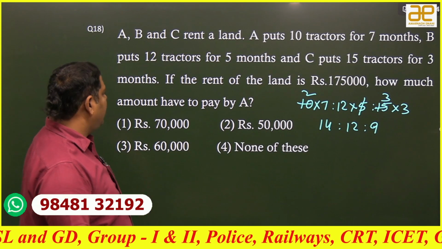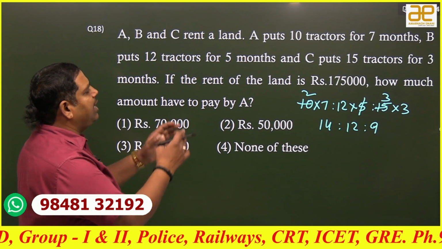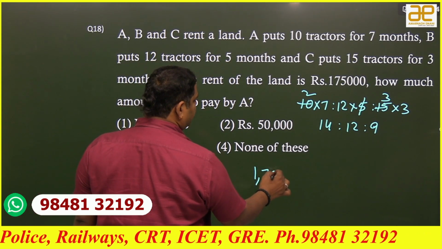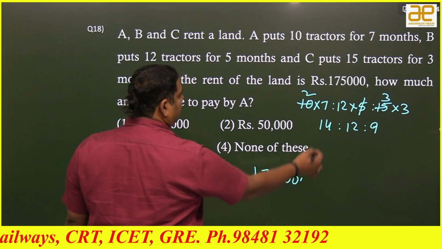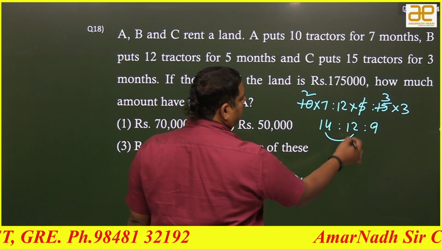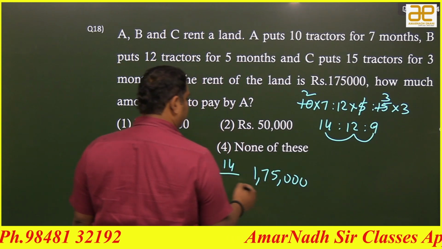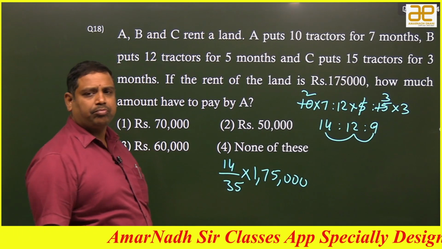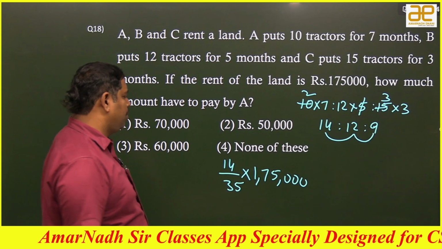Now, what he is saying is total rent he has given 1,75,000. In that, he is asking about the share of A. A means 14 parts out of total, which is 14 plus 12, 26 plus 9 is 35. So, 35 5s are 175. Or else you can cancel with 5 and 7, no problem.